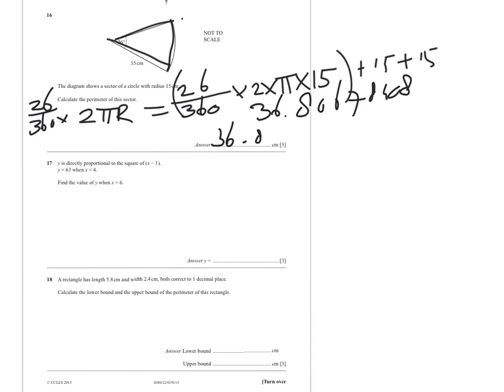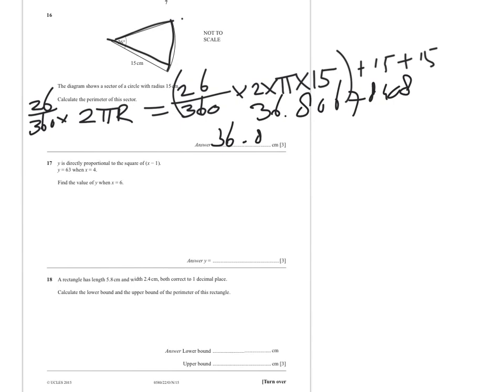17. y is directly proportional to the square of x minus 1, and y is 63 when x is 4. Find the value of y when x is 6. Direct proportion, inverse proportion, has a very specific way of solving it, and you know you're going to get the question. So if you practice it a couple of times, go to my site explainingmaths.com, practice it a couple of times, and you know exactly what to do.